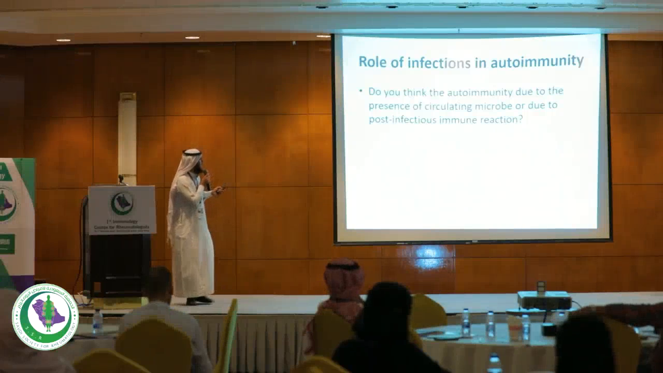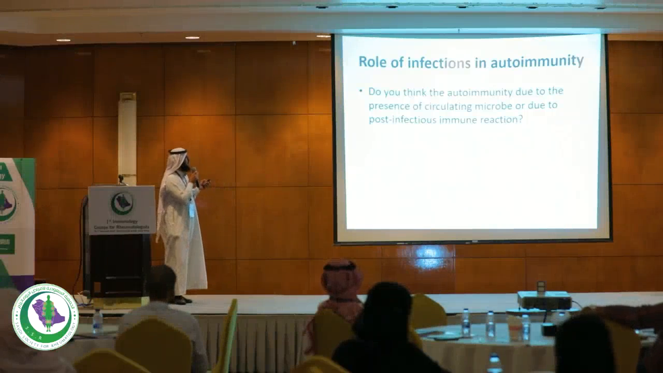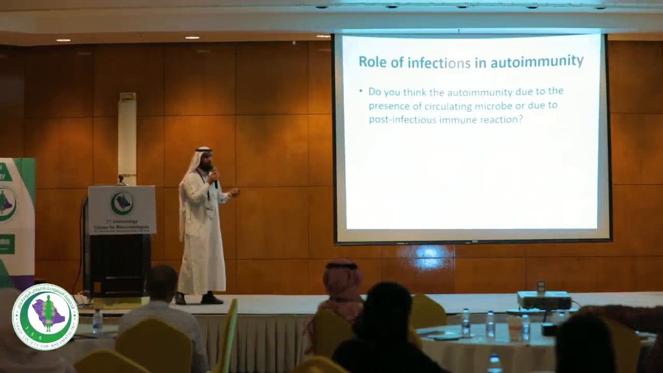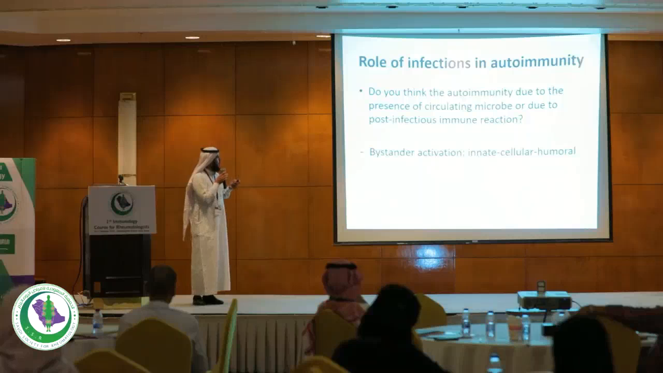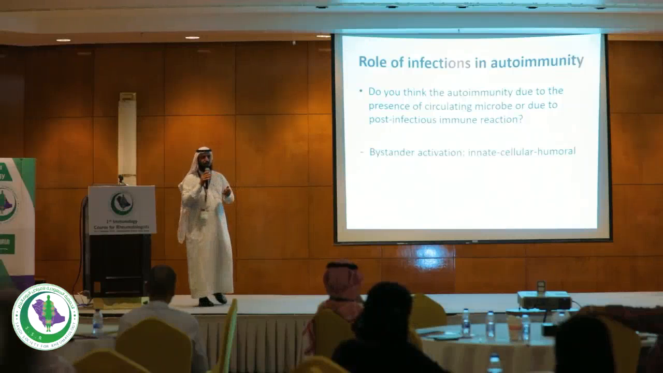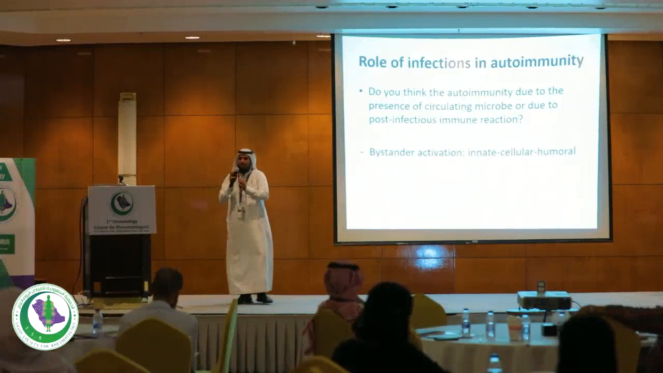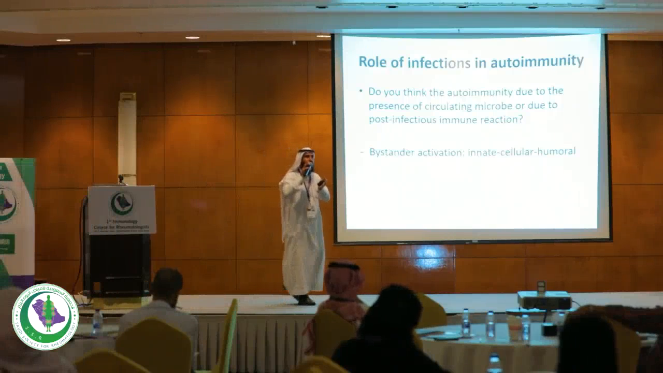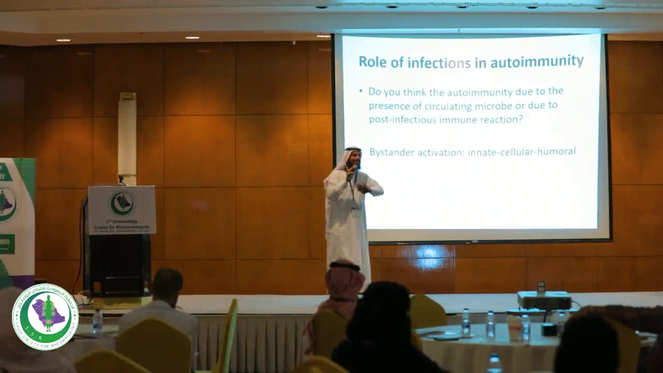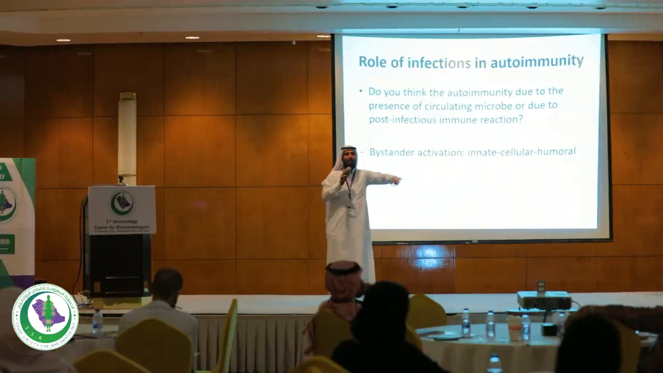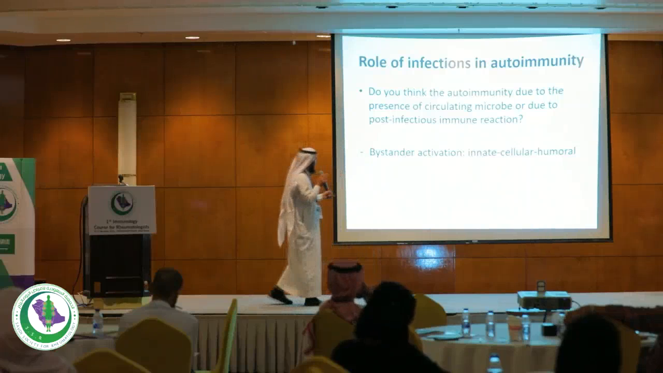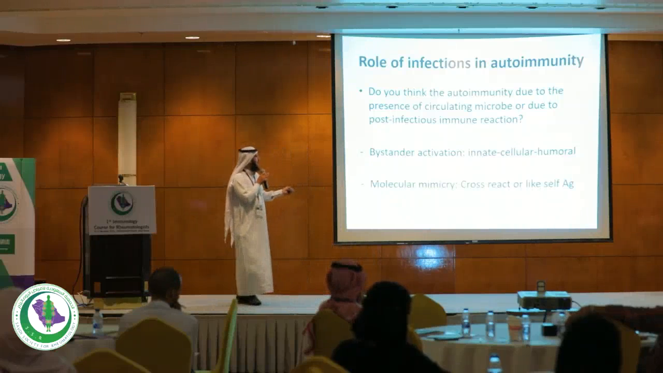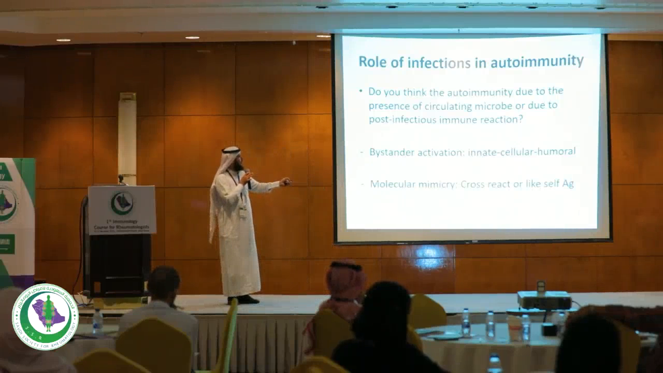So do you think the autoimmunity is due to the presence of a circulating microbe or due to the post-infectious state? We say that it's post-infectious, and this is due to what? Due to bystander activation. If you have the infection, the immune system will activate, and those activations lead to autoimmunity and a lot of activation. And the second is molecular mimicry, where the microbe cross-reacts or is like a self-antigen. Any example in rheumatology?